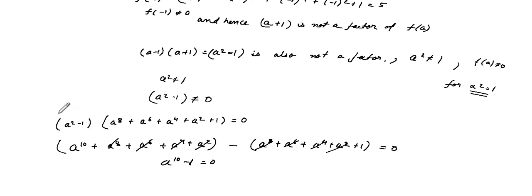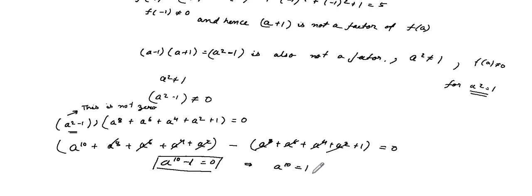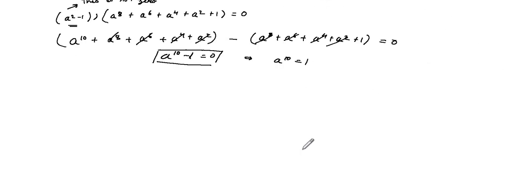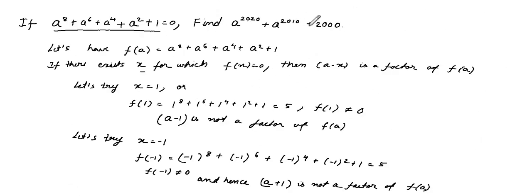One thing I'm repeating again, a square minus 1 is not 0, so one should not think that this was 0 and so multiplied with this will become 0. This expression was given as 0. Hence, a non-zero number multiplied by 0 will turn out to be 0, and we come to this conclusion. Once we come to this conclusion, we can simply say that a to the power 10 is equal to 1.